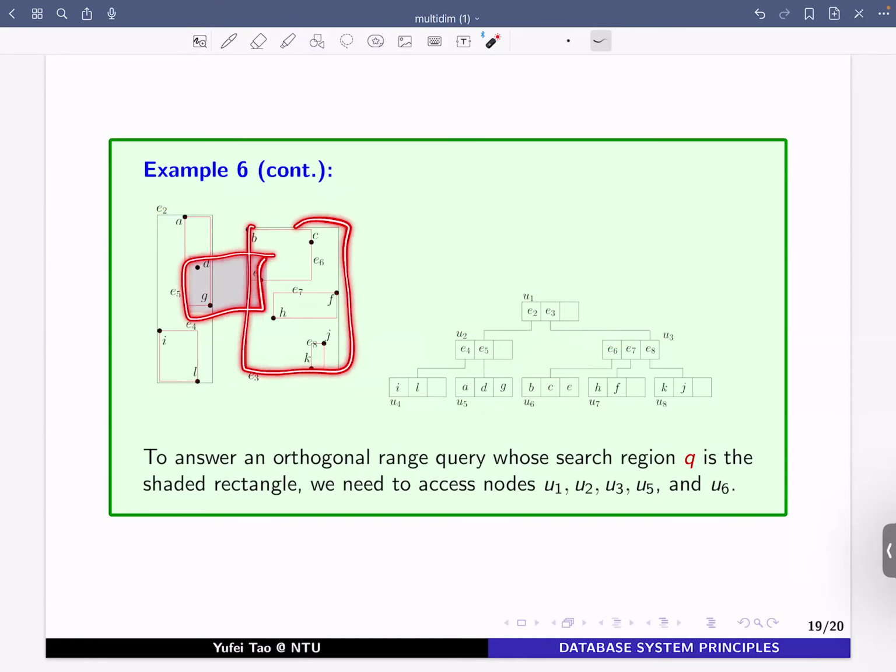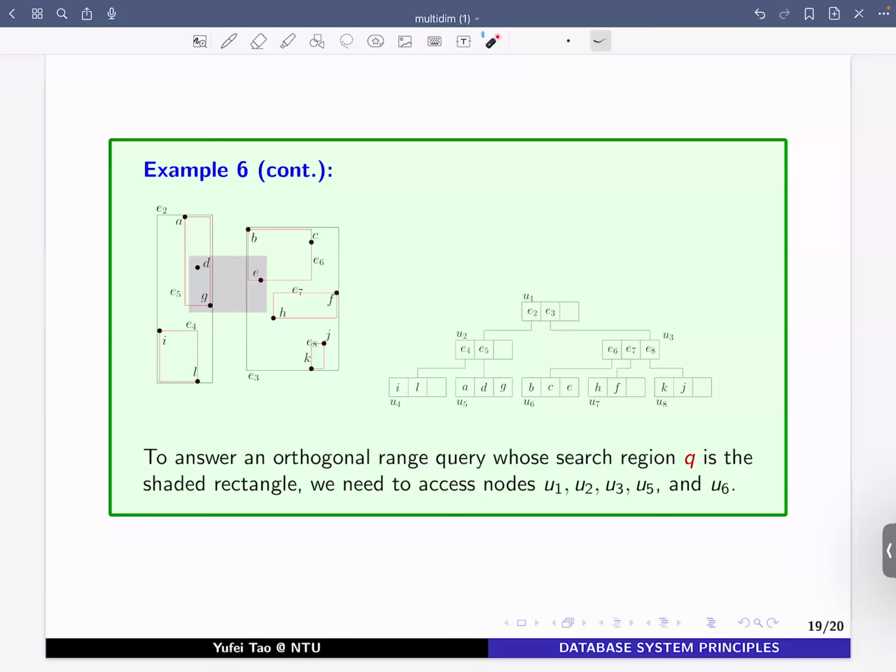All right, so let's look at U2. You load up U2 from the disk, and you see 2 MBRs there, E4 here and E5 there. The good news is for E4, you can see it's disjoint with the query rectangle, and therefore you can forget about the subtree of this E4. So now you achieve some pruning effect. For E5, on the other hand, you still have to access it.